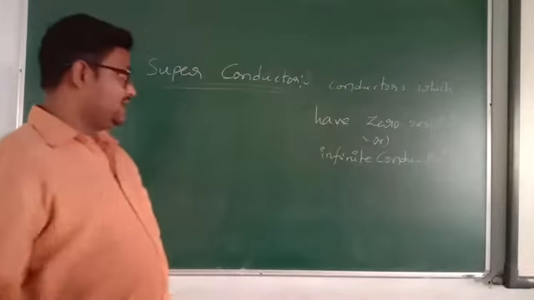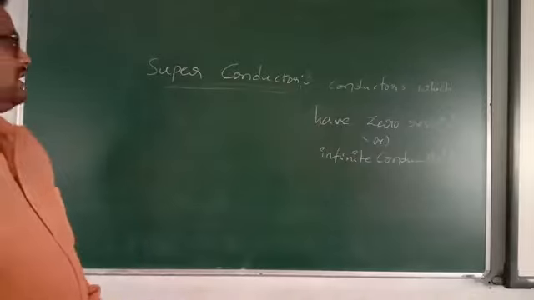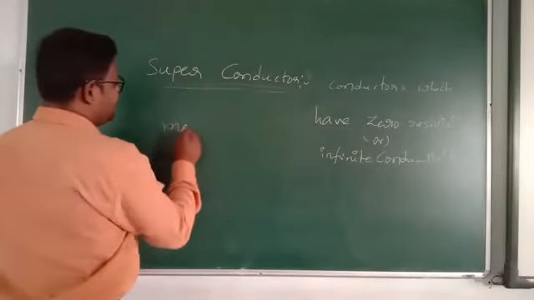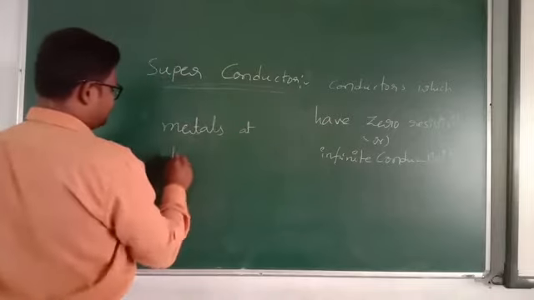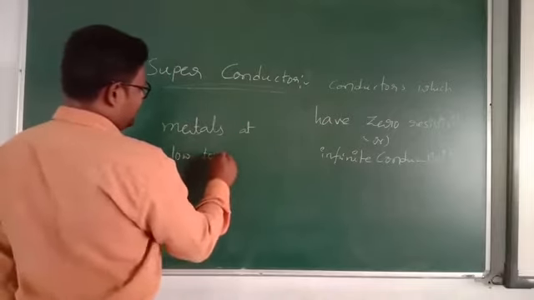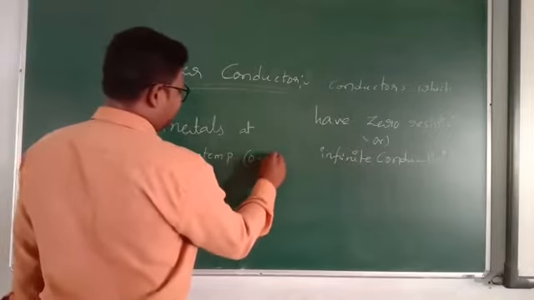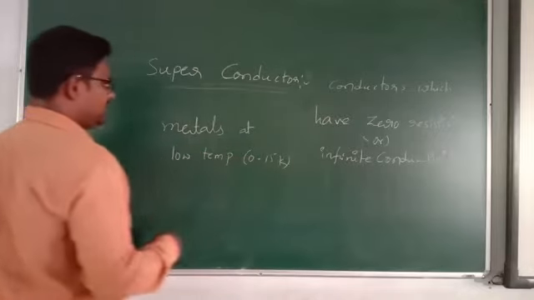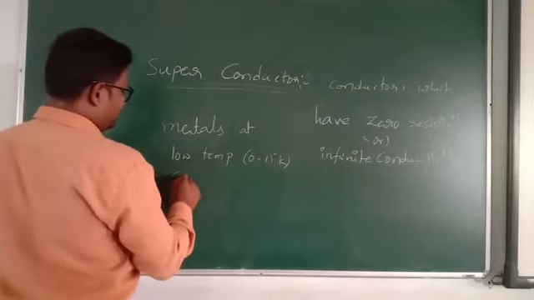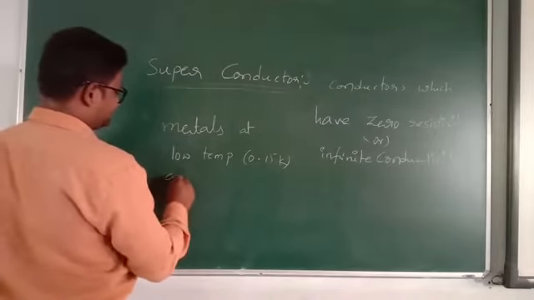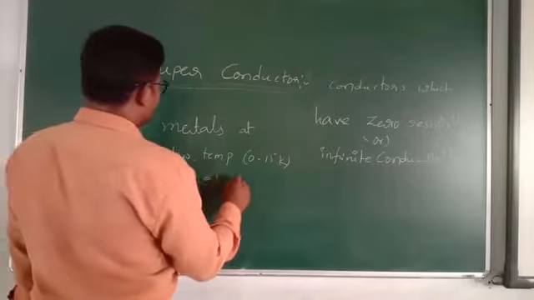In the early days, they considered only metals at very low temperature, like 0 to 50 kelvin, to conduct electricity this way. So metals at low temperature act as superconductors.